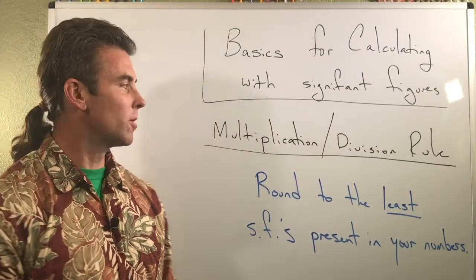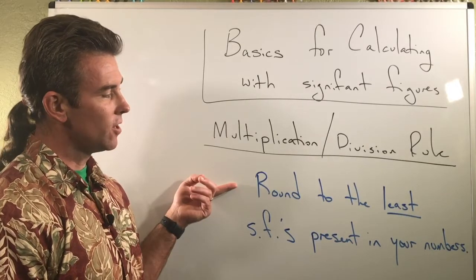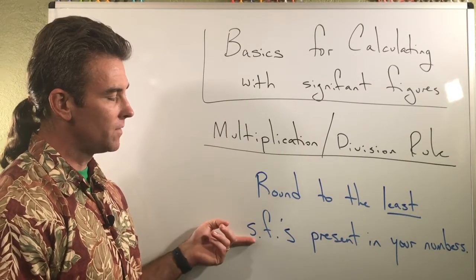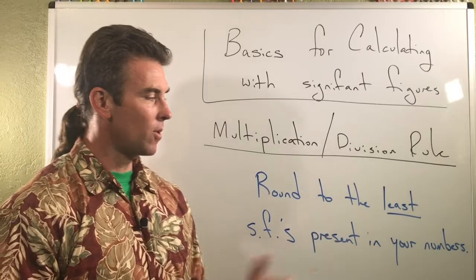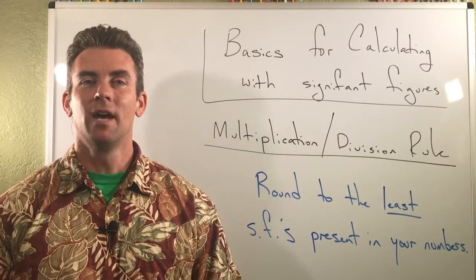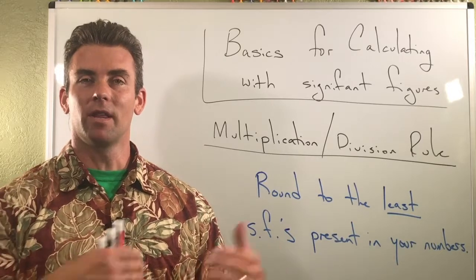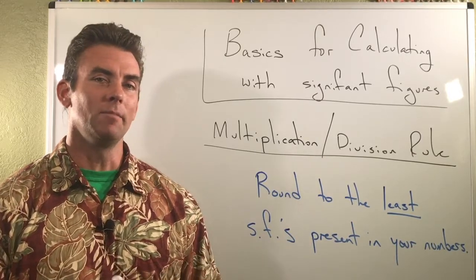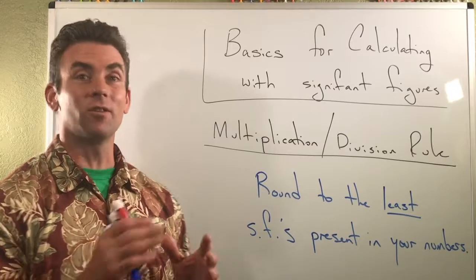It's the most common one we're going to use, and that is that you're going to round to the least number of significant figures present in your numbers. So let's see a couple of simple examples. I also have a video that deals with a lot of the stuff that's on your lab that are slightly more complex, but let's start simple.